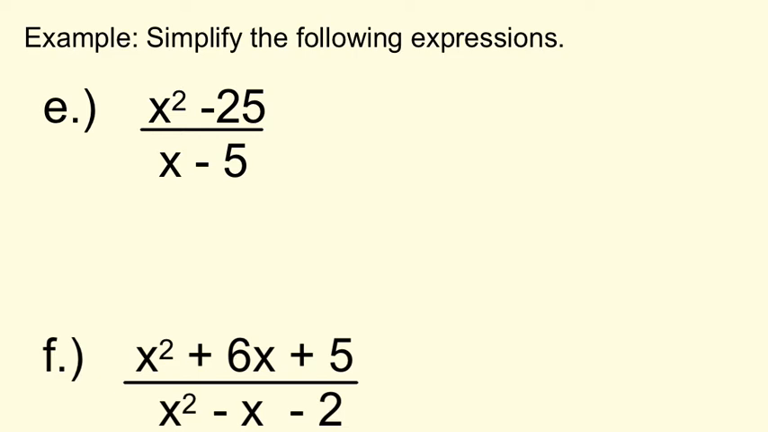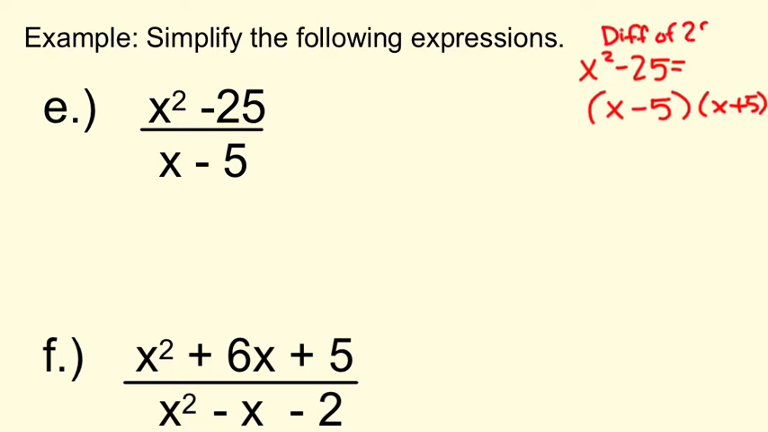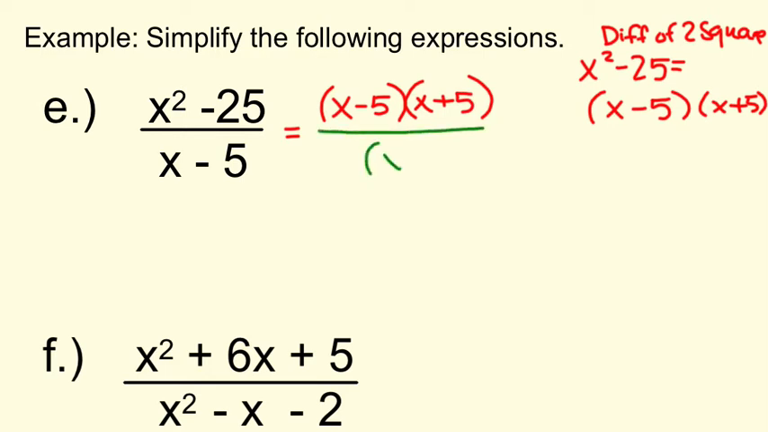So let's look at the numerator of x squared minus 25. Remember, x squared minus 25 is the difference of two squares. So you can write this as x minus 5 and then x plus 5. That's the difference of two squares. So what I'm going to do is go back over to my problem. I'm going to rewrite that x squared minus 25 as x minus 5 and x plus 5. Then in the denominator, it just stays as it is. It's just x minus 5.